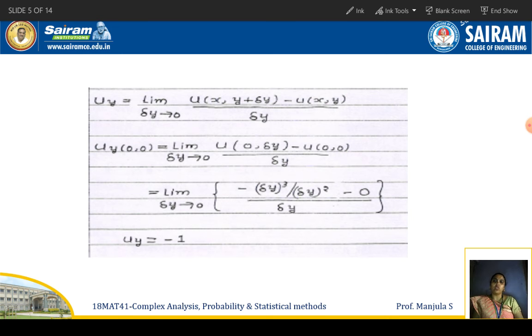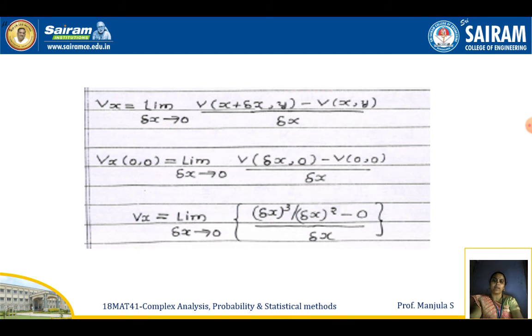Similarly we have to find uy. The definition is limit as del y tends to 0, u of x comma y plus del y minus u of x comma y, divided by del y. So uy of 0 comma 0 at the origin equals limit del y tends to 0, u of 0 comma del y minus u of 0 comma 0 divided by del y. Limit as del y tends to 0, minus del y whole cube by del y whole square minus 0, divided by del y. On simplification we get the value of uy as minus 1.